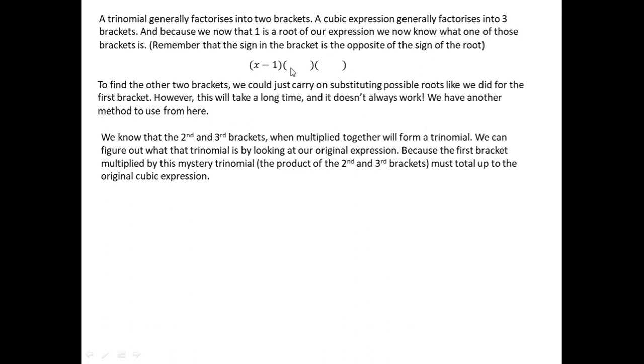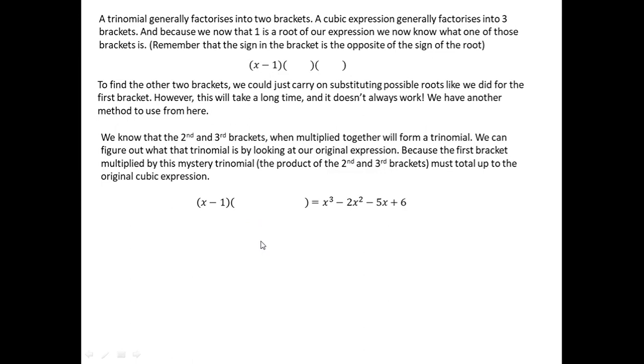So the product of this bracket and that bracket, we don't know what it is, but we know that it would be a trinomial. And we know that this trinomial, the mystery trinomial that we get from multiplying those 2 brackets together, that mystery trinomial multiplied with this first bracket must give us our cubic expression. So this small bracket multiplied by the mystery trinomial there must give us this. So now we need to work out what is this mystery trinomial.